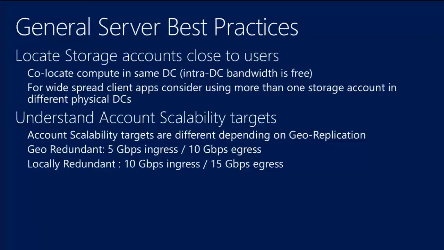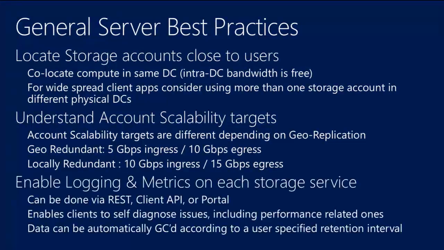You need to understand the scalability targets. Again, they're different for geo-redundant and locally redundant storage. So understanding what the ingress and egress targets are will help you tune your application. And then enable logging and metrics. So we'll show you how to do this on the portal. This is incredibly helpful when you're trying to tune an application, specifically if you're using features like shared access or public, where you aren't making the request to storage yourself. You can actually go through and audit what's my throughput, how many requests am I getting, what sort of errors, what sort of latency, things like that. And then you can actually hook that up with the client API as well.